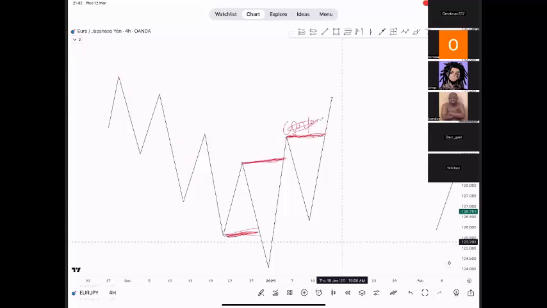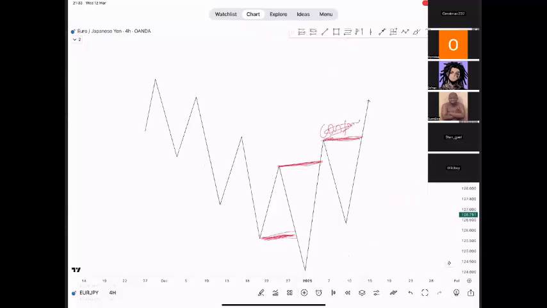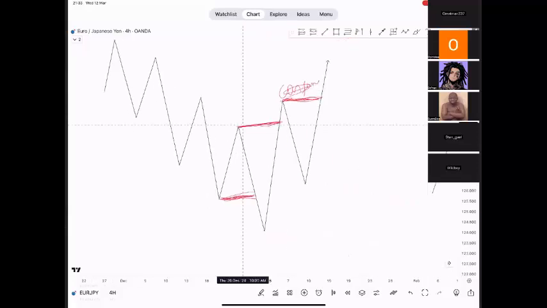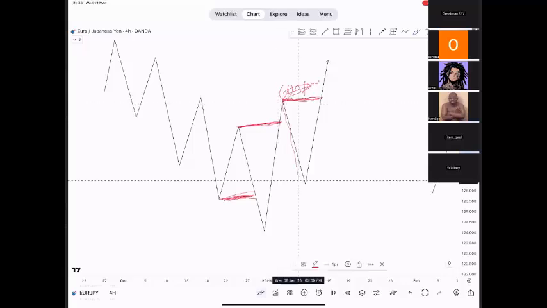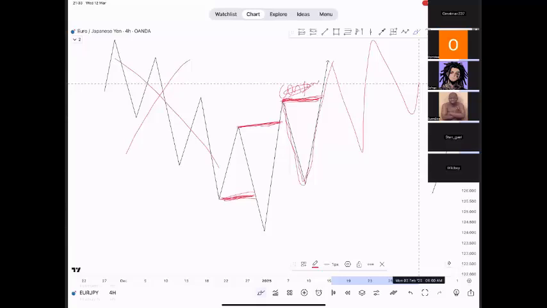So back to what I was saying. This is what the change of character looks like. It looks like a break of structure to the upside and to the downside at the same time. And you would need an extra break of structure after a change of character to confirm that price has now resumed a new trend. So when this happens, automatically you are no longer selling. You now start looking for buy positions, a series of higher lows and higher highs.